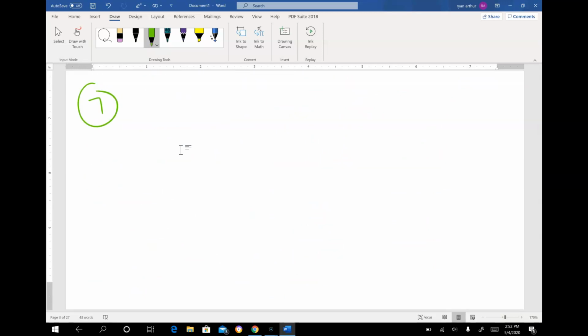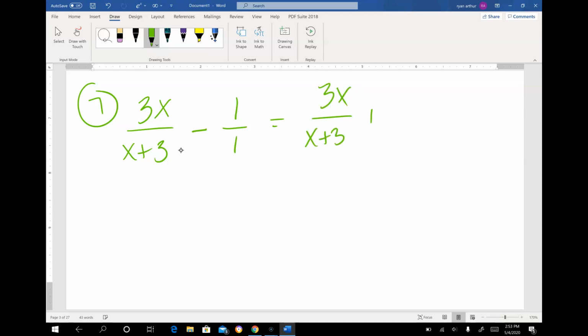Number 7 is going to be 3x over x plus 3 minus 1. Here we got the whole number. If you have a whole number, go ahead and put it over 1, and then do your keep, change. So it'll be 3x over x plus 3 plus negative 1 over 1.